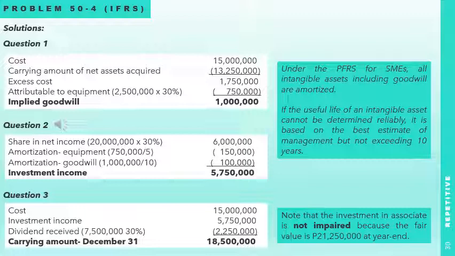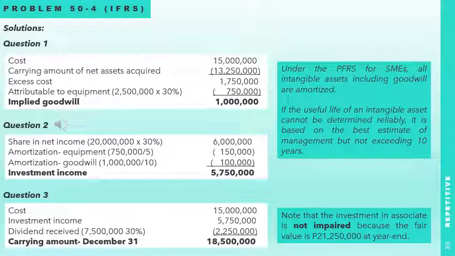Take note po natin, under PFRS for SMEs, all intangible assets, including goodwill, are amortized. Kaya natin kinuha yung mga amortization ng equipment and goodwill. And also, if the useful life of an intangible asset cannot be determined reliably, it is based on the best estimate of management but not exceeding 10 years. Kaya dinivide po natin sa 10 yung 1 million.